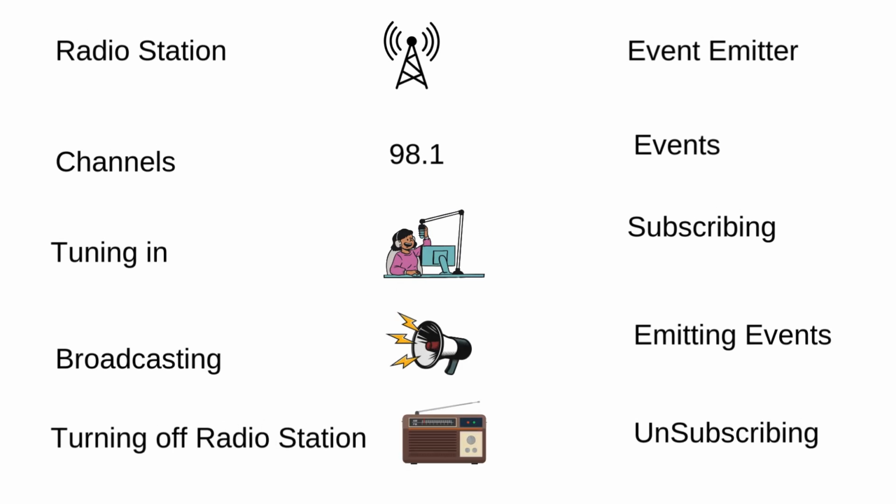Here, the radio station would be the event emitter. Channels like 98.1 would refer to the events. Tuning into a particular channel is subscribing to an event. Broadcasting is emitting events. Turning off the radio station is nothing but unsubscribing or removing a listener from the event.